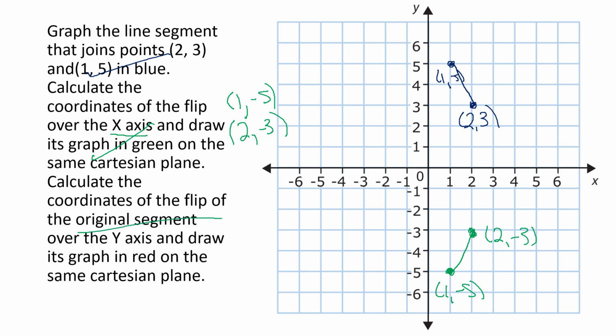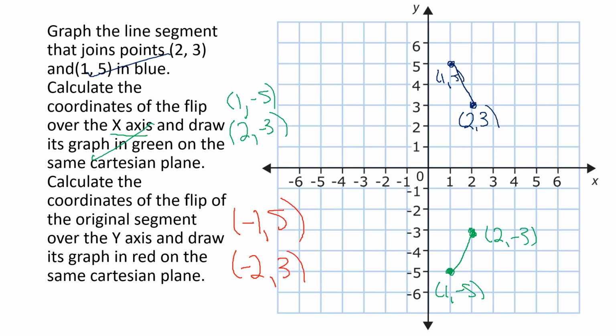So we're going to go back to this. That's my original. We are going to flip it over the y-axis. So we're going to go from here to here on the y-axis. Remember, if we're flipping over the y, the x values change. So my x is going to become -1. My y is going to stay. My x is going to become -2, and my y is going to stay.